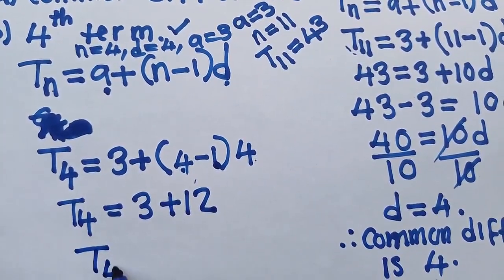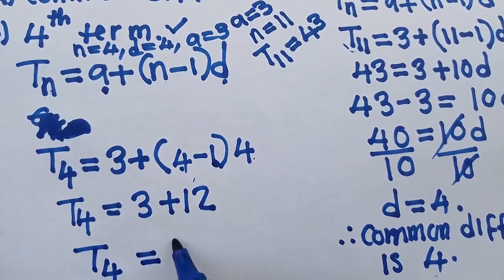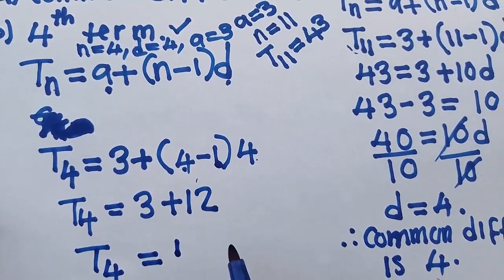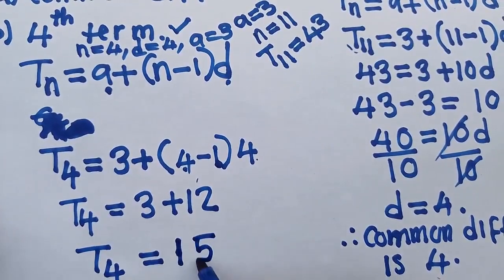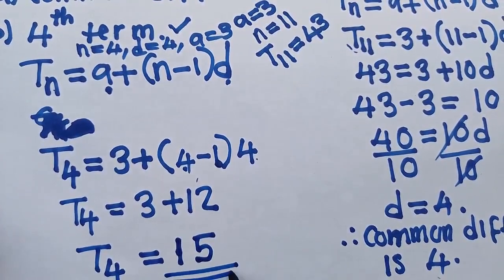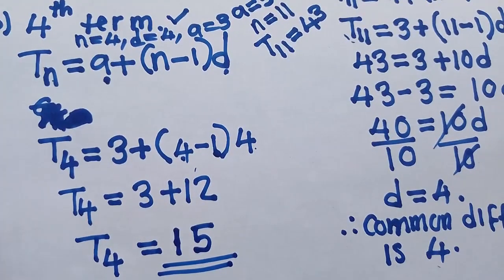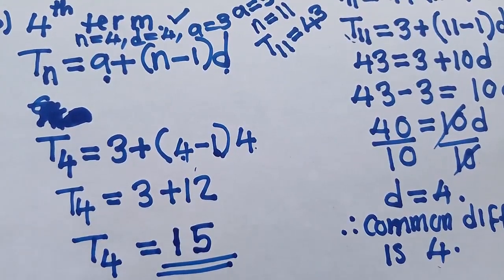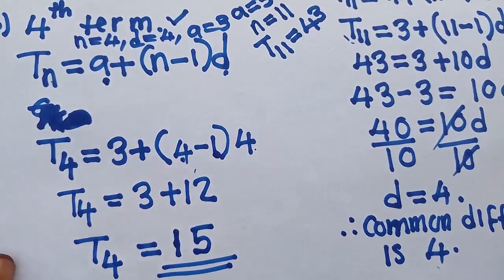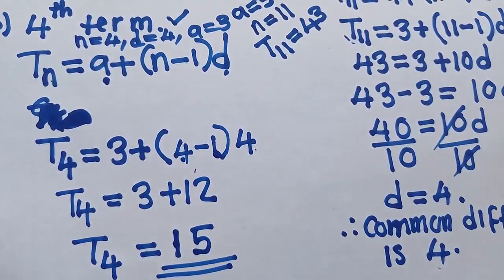Where I'm going to say that the fourth term is equal to what? When I add there. So when you add, what is your answer? When you add, you're going to get this answer as what? 15. So which means that the fourth term is 15. This is how you get to calculate this. This is how you need to understand.